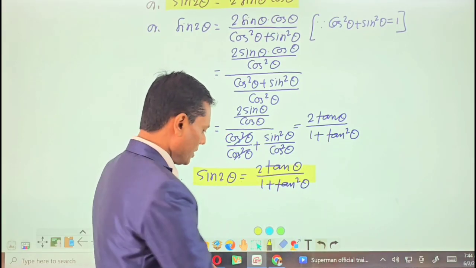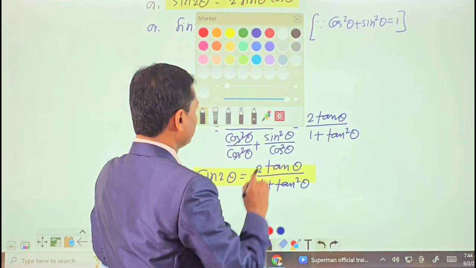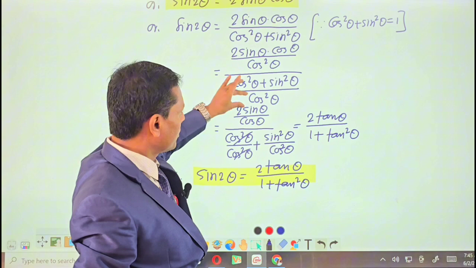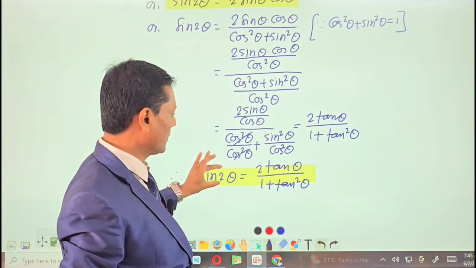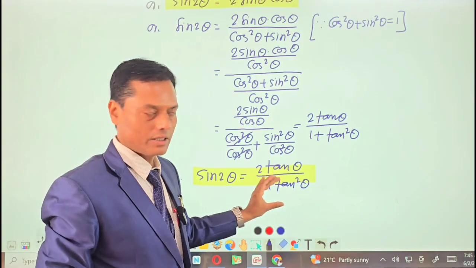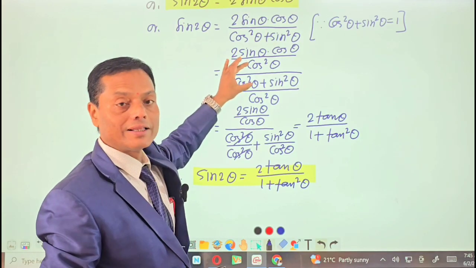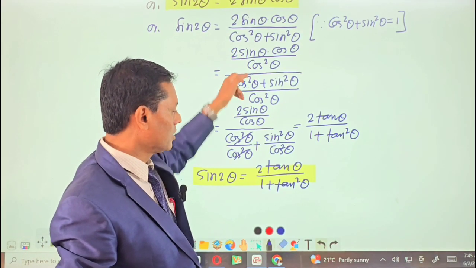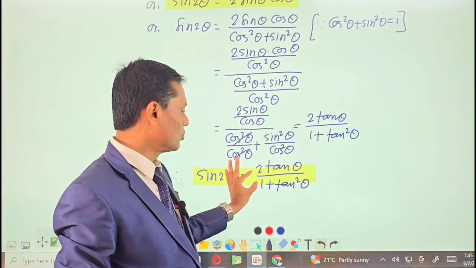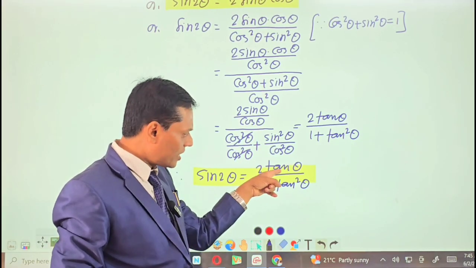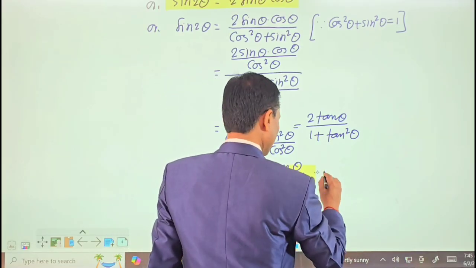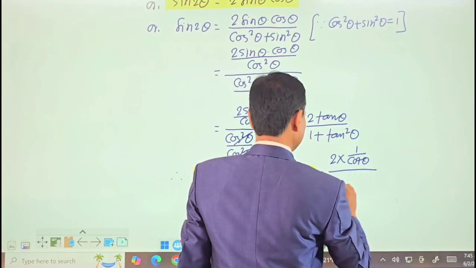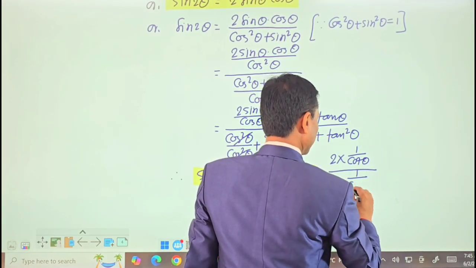Have a look. Now, I just want to ask you one question. Here, we divided the numerator and the denominator by cos square theta, then we got sin 2 theta equals 2 tan theta over 1 plus tan square theta. What happens if we divide the numerator and the denominator by sin square theta? When we divide up and down by sin square theta, we can get 2 cot theta over 1 plus cot square theta. Or we can change tan square into cot square. How to change now? I'm going to show you here. This is the 2, and tan theta means 1 by cot theta, and here 1 plus 1 by cot square theta.